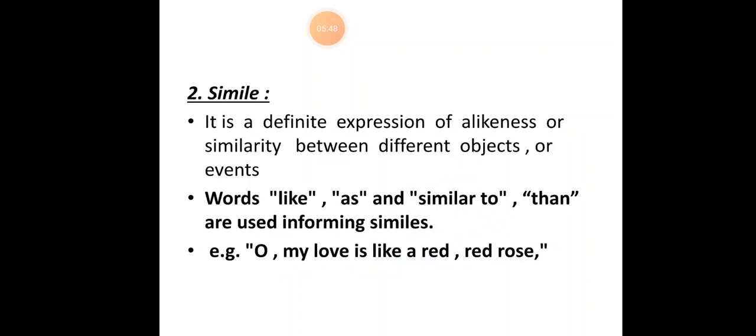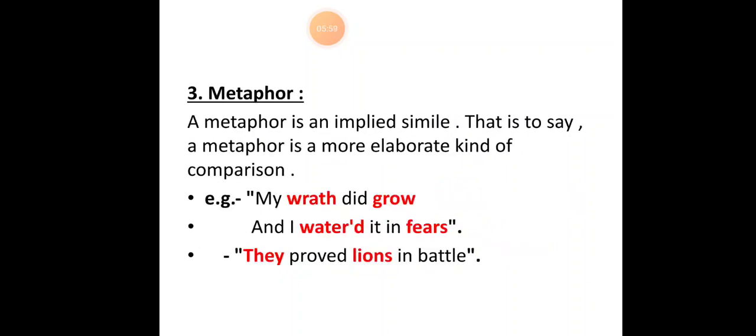Now, you should notice that when we say my love is like a red rose, this is a simile. But if you say my love is a rose or a red rose, this is a metaphor. The same thing here: my wrath grew, so this is a metaphor. I watered it in fears, this is a metaphor. Look at the next sentence. They proved lions in battle. يعني هم كانوا أسودا في المعركة. So they are the soldiers and they are shown as, or represented as, lions.